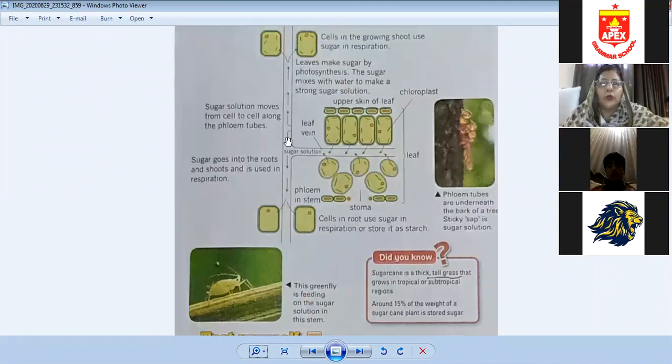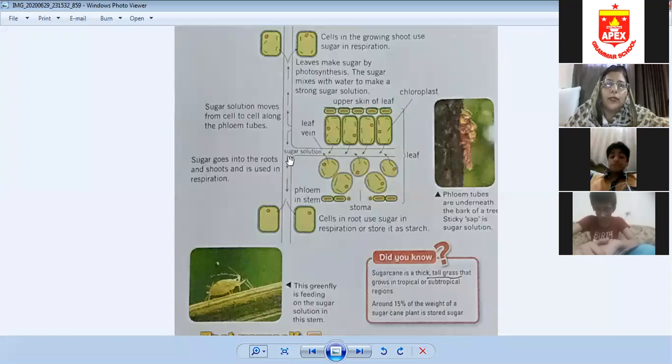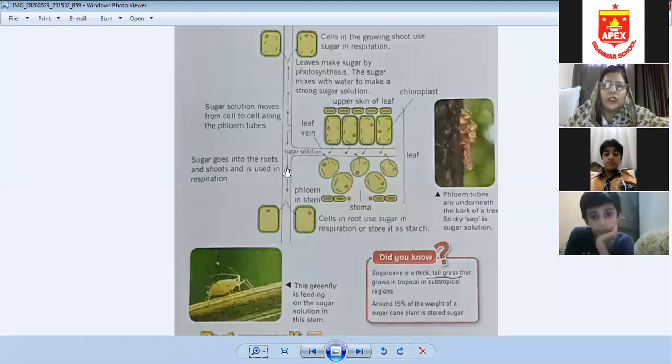From the diagram, you can see that when sugar solution is made by the plants and mixes with water, it converts into strong sugar solution. Some solution goes to the upper part of the plant, which is connected with the stem, and some goes to the lower part of the plant, which is connected with the root.